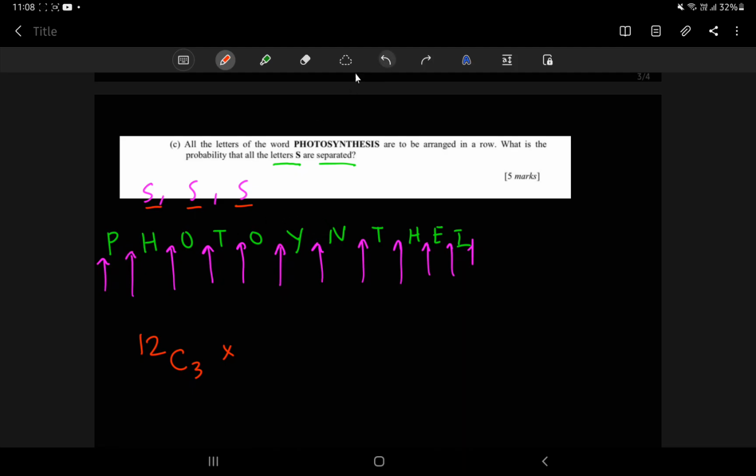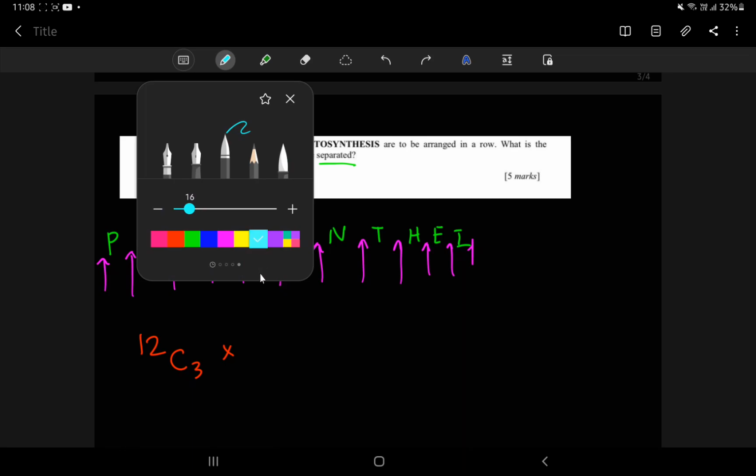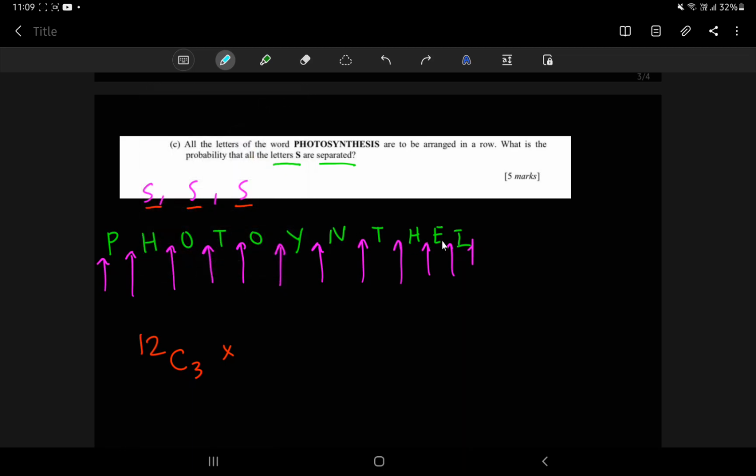Alright, the letters in green, we have 11: 1, 2, 3, 4, 5, 6, 7, 8, 9, 10, 11. So we can arrange them in 11 factorial ways. But we need to divide by something. Why? Because the letter O is repeated, so we cannot include the repetition, and we need to divide by 2 factorial for the two O's.